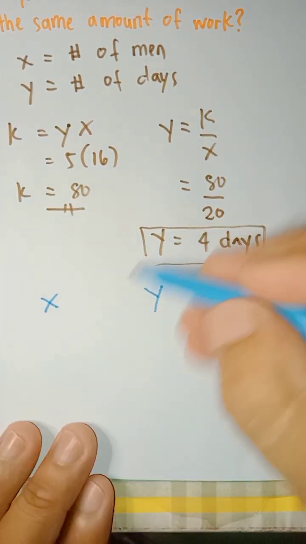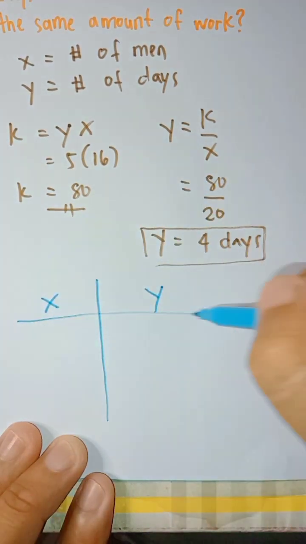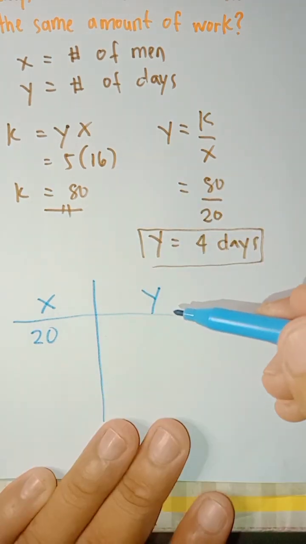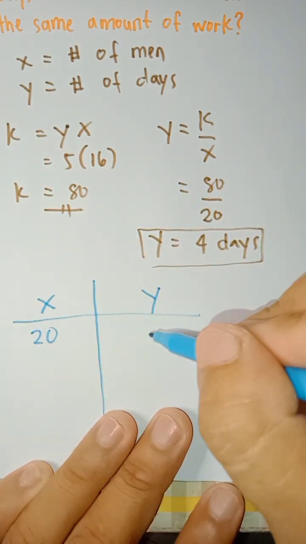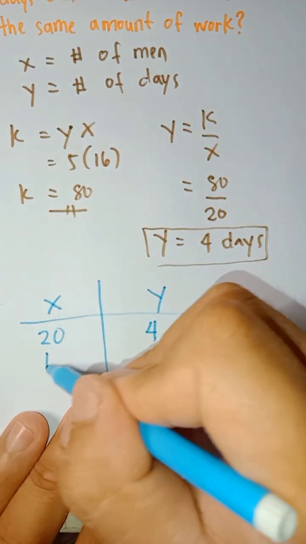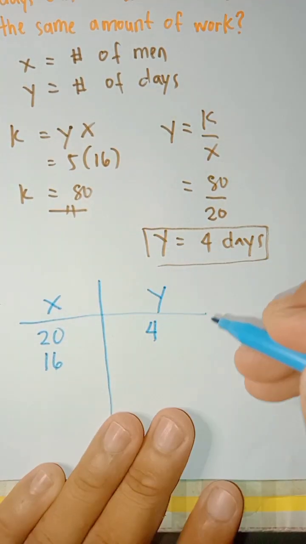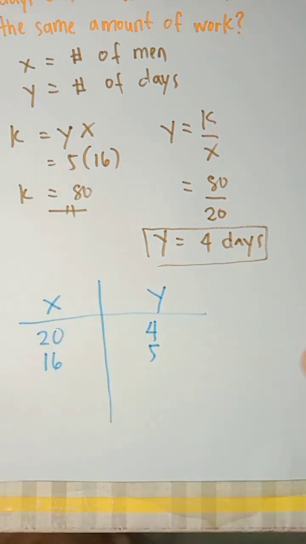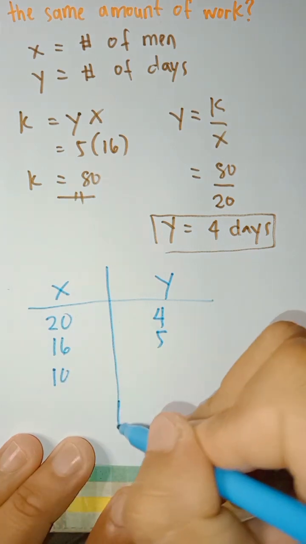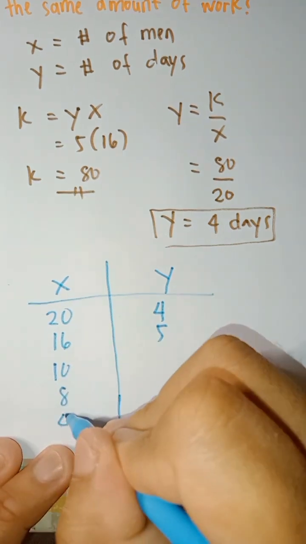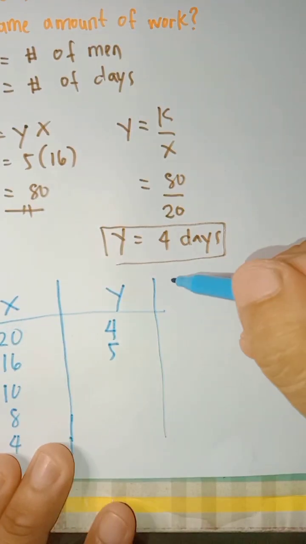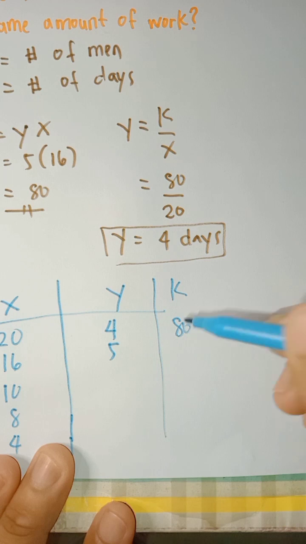Now if we make a table for this, x is for the number of men and y for the number of days. Now if there are 20 men, then the work can be finished in 4 days. Now if there are 16 men, the work can be finished in 5 days. So how about if there are 10 men, 8 and 4 men? So remember that k is 80, right?